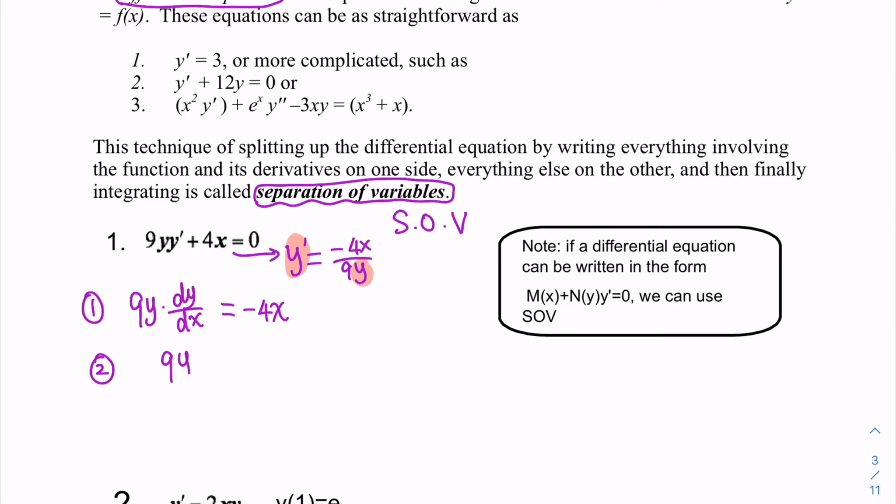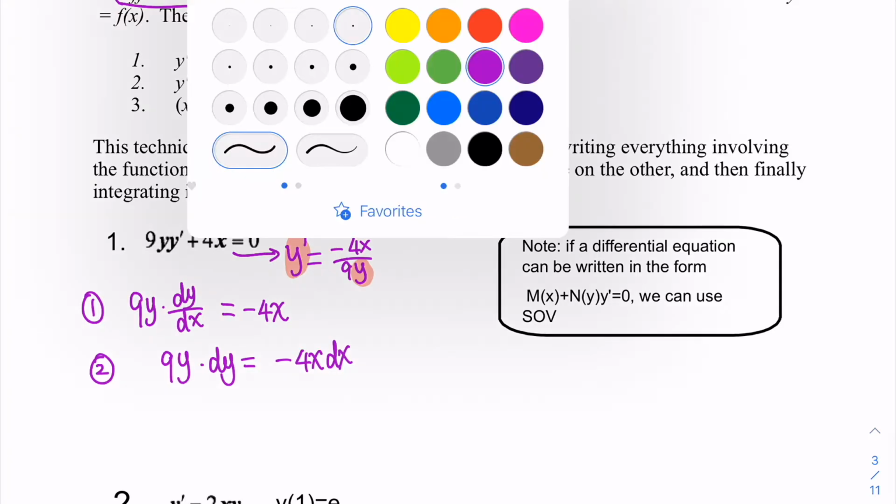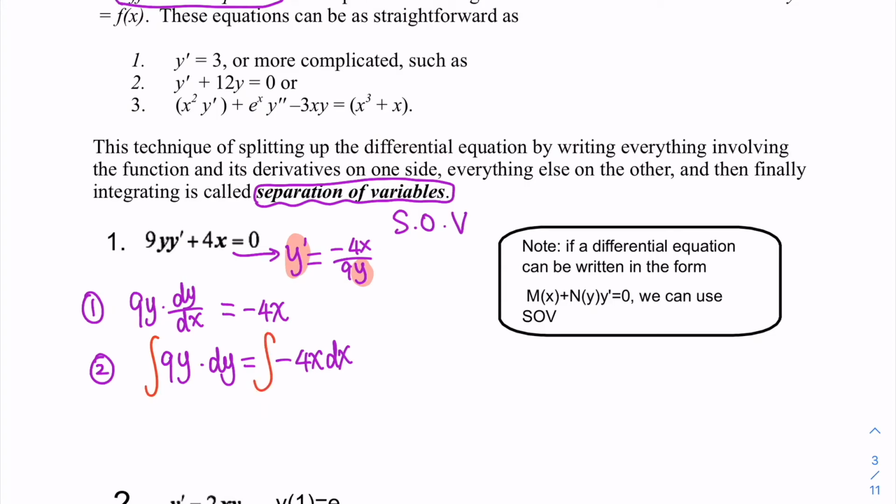Next, we move x on one side and y on the other side. We take the antiderivative here. This step is what we call separation of variables. And then we solve the problem. Here we will have 9 over 2 y squared equals negative 2x squared plus c.